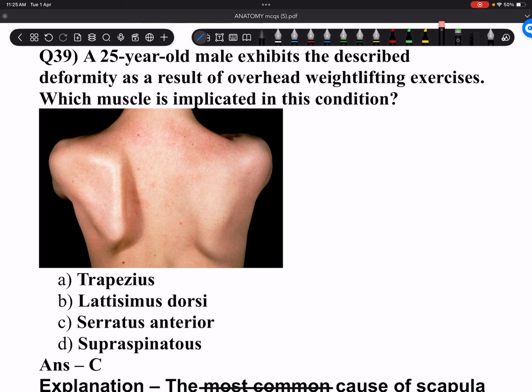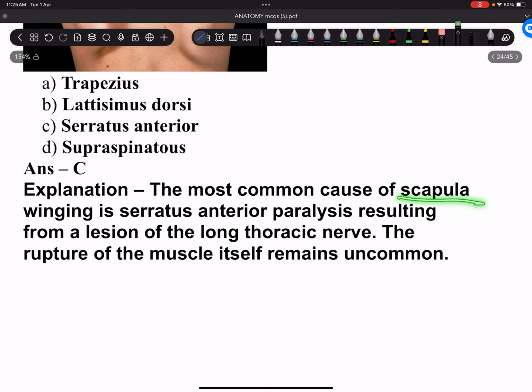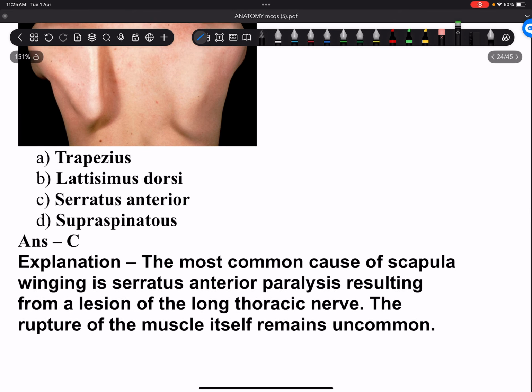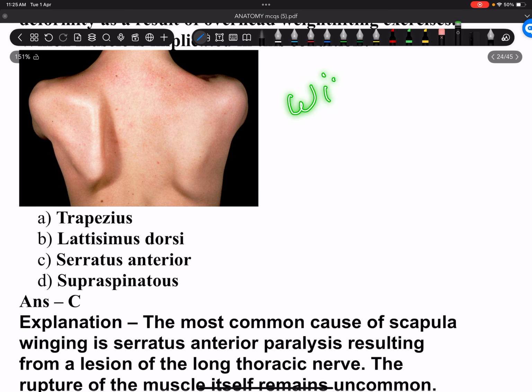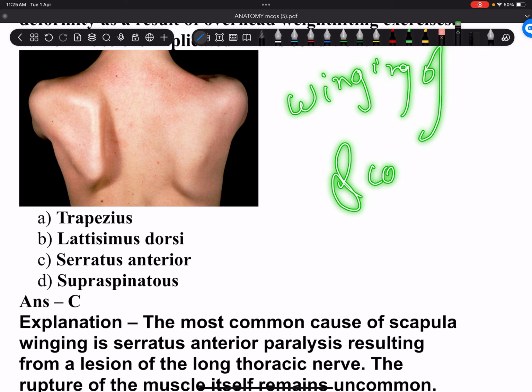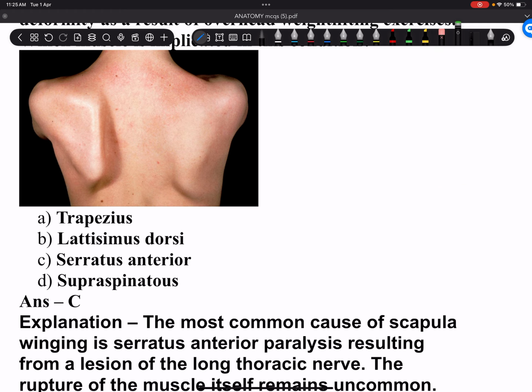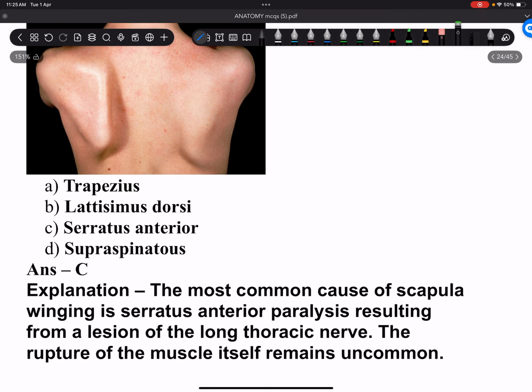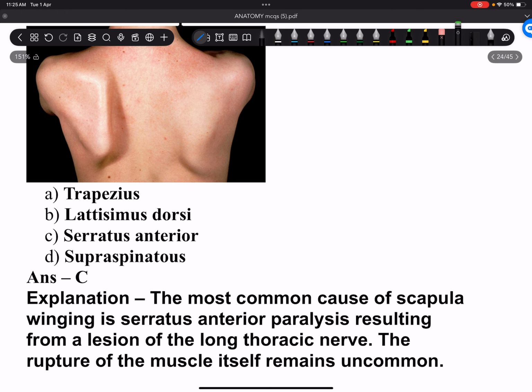Serratus anterior. The most common cause of scapula winging, winging of scapula, right? And the most common cause of scapula winging is serratus anterior paralysis resulting from a lesion of the long thoracic nerve. So there are 2-3 questions that come.